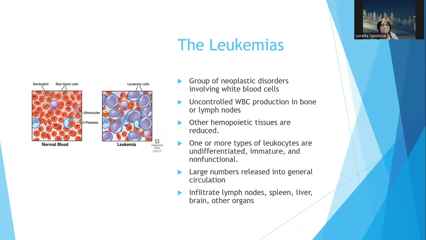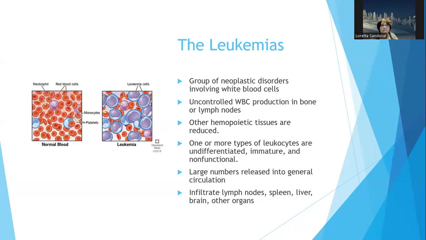One or more types of leukocytes are undifferentiated, immature, or non-functional. So that is a huge problem because we know that our lymphocytes or leukocytes do a lot. And so just like in a lot of cancerous tissues, I mean, leukemia is a type of cancer, where the cells are reproducing so fast, they are undifferentiated and immature, and so they lose their function.